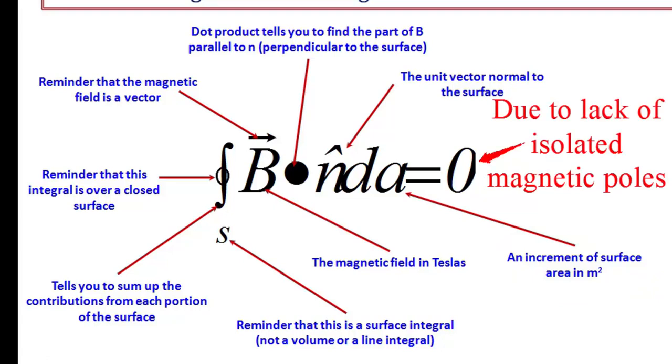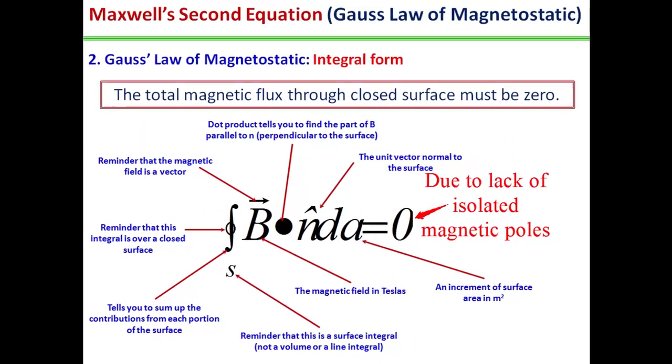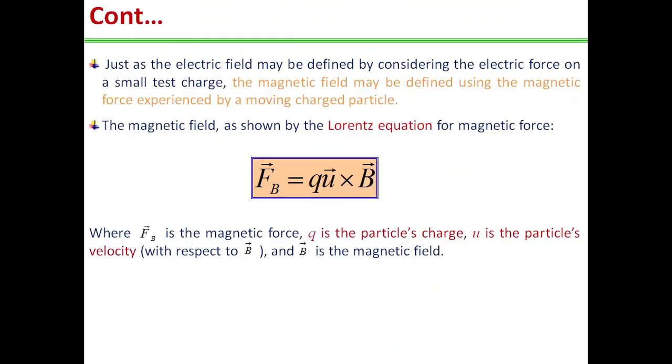Gauss law of magnetostatics arises directly from the lack of isolated magnetic poles in nature. Since every magnetic north pole exists with a magnetic south pole, the right hand side of the Gauss law for magnetic fields is always 0. Now let us understand each and every part of the Gauss law of magnetostatics, that is Maxwell's second equation.